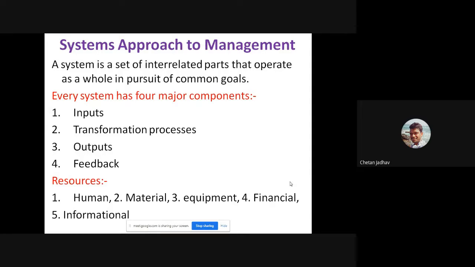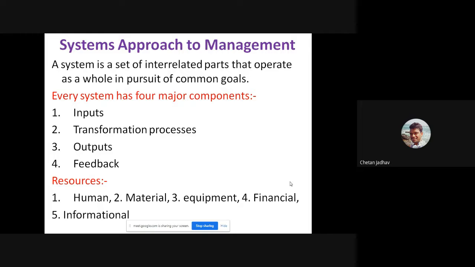the system approach to management. Okay, the system approach. The common goals: what are the major components of the approach? Inputs, then all the processes, output with finished good products, then feedback. So these are some major points from the system approach.